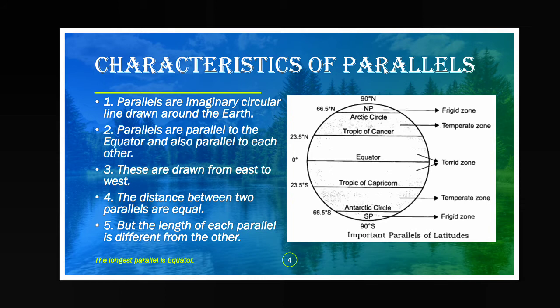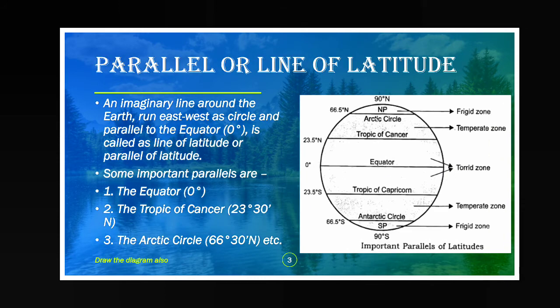Next, and they are circular lines because they run east to west and are parallel to the equator. Take a look, all the lines of latitude are parallel to the equator and side by side, parallel to each other also.